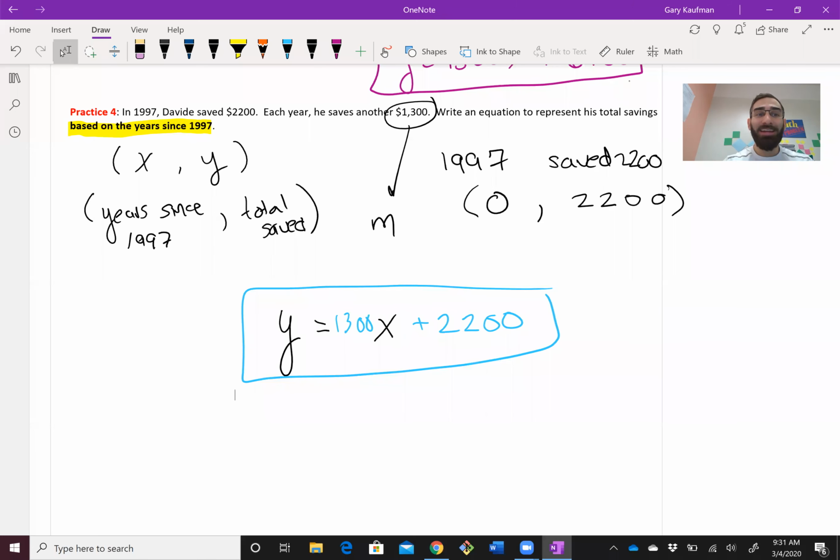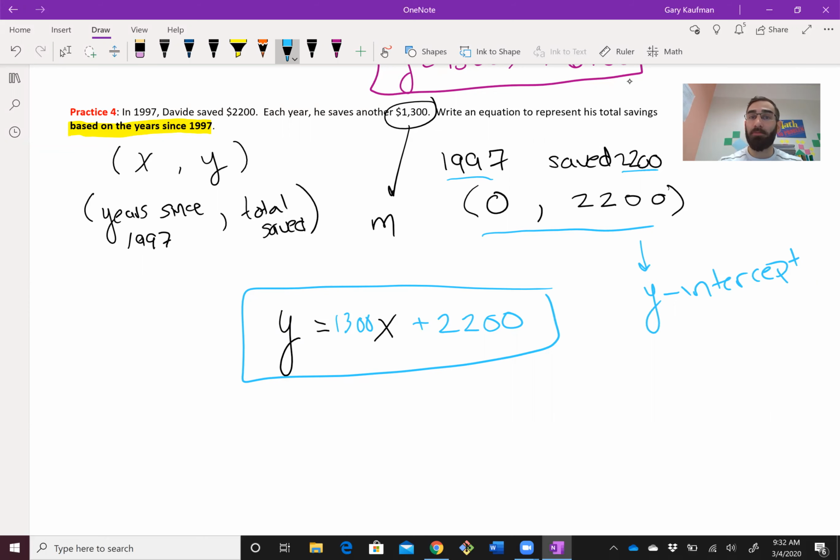So, by defining x as years since 1997, the value 1997 saved 2,200 becomes 0, 2,200, which right here is the y-intercept, which means we could actually just use slope-intercept form. And this is why it's so important to think about how you define x. You can choose it. So you can have different equations that represent the same situation. But because of the way you've defined x, you have to be careful.